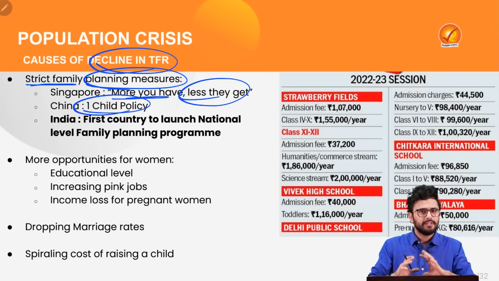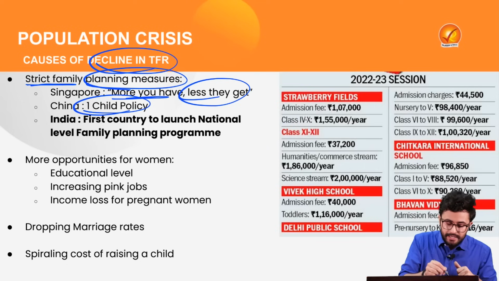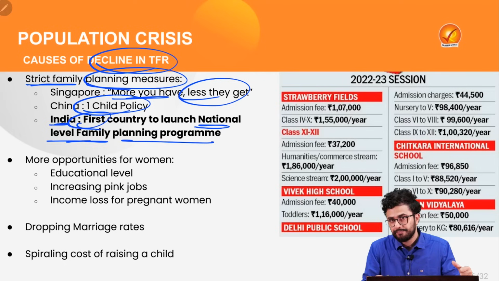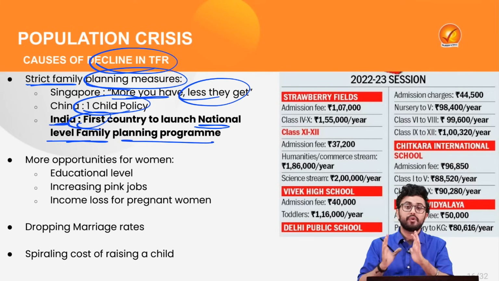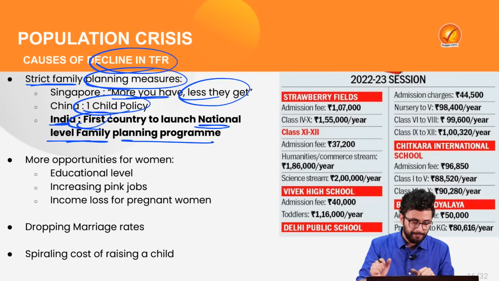In our country, has such a policy ever been framed? Keep in mind that India was the first country in the world to launch a national level family planning program. However, we have relied on behavioral nudging and we have not imposed the number of children on families yet.